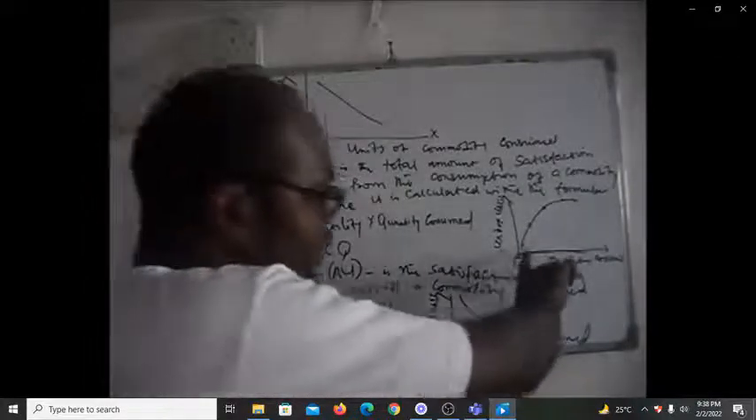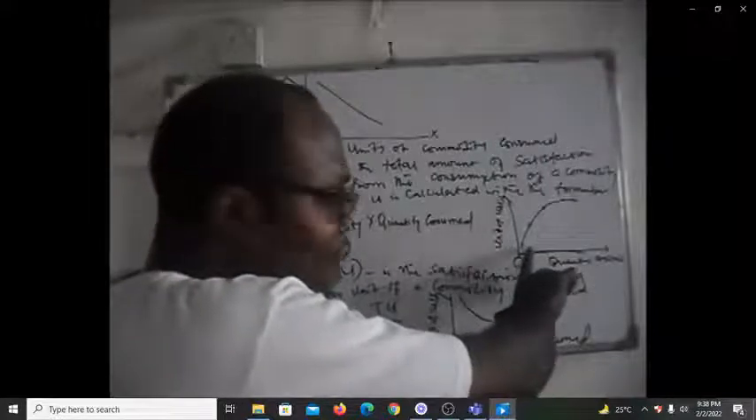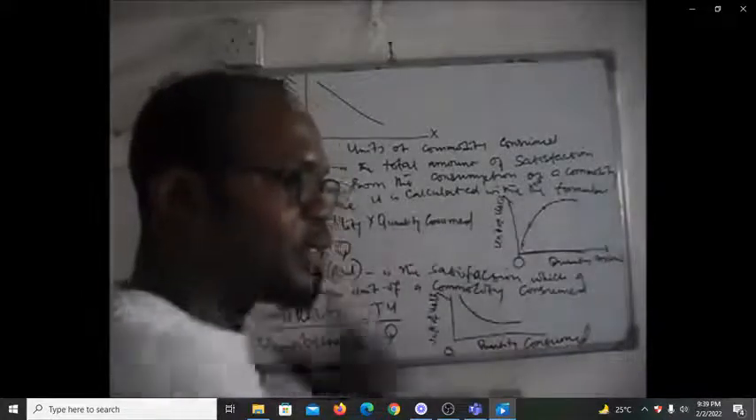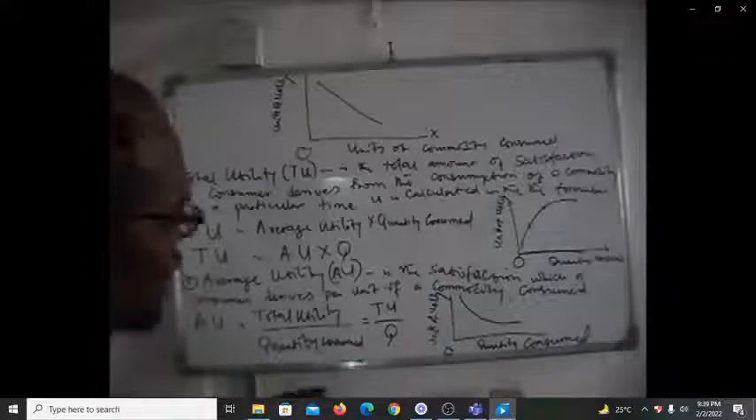Because of the total utility you derive from something. From first drinking the water, you derive a very big amount of utility. Then after some time, it will start becoming constant. Is that clear? Now we look at average utility. What is average utility?